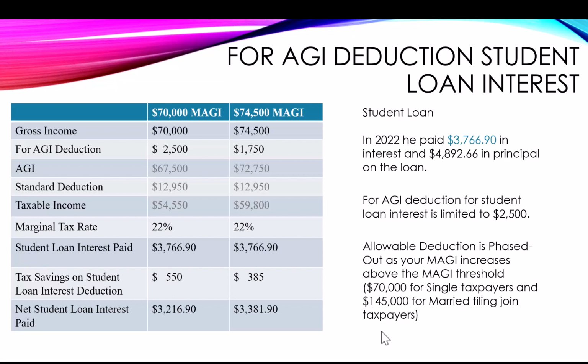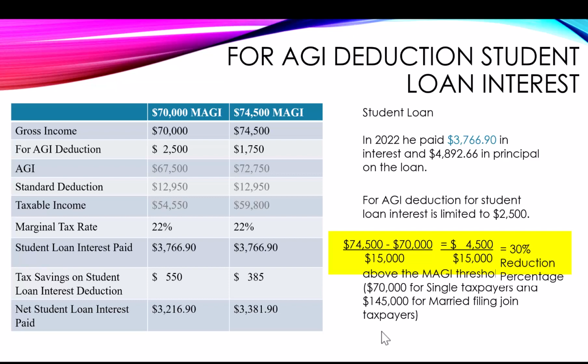To find out how much we had to reduce the for AGI deduction by, we would take the $74,500 MAGI and subtract out the base, and then we would divide that by the total $15,000 range for which the student loan interest deduction is phased out over. This would yield $4,500 divided by $15,000, which equals a 30% reduction percentage.